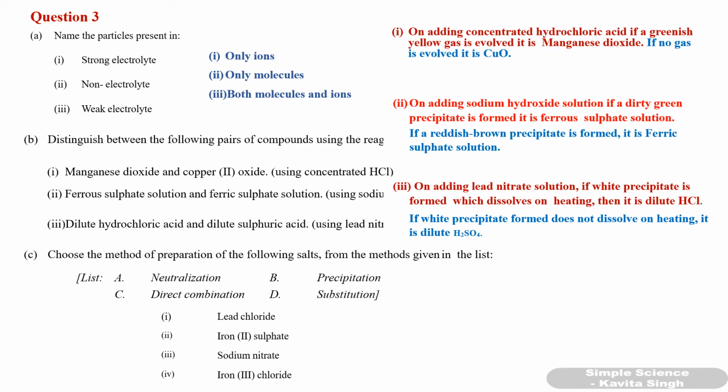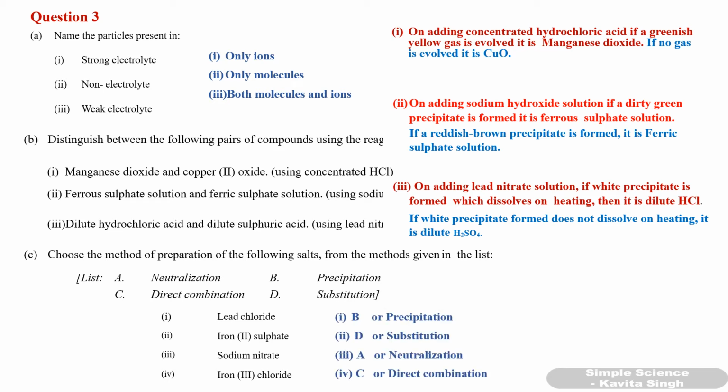sulfuric acid. Okay. Now C, choose the method of preparation of the following salt from the method given in the list. So the methods are neutralization, precipitation, direct combination, substitution. So how is lead chloride, iron 2 sulfate, sodium nitrate, iron 3 chloride prepared?